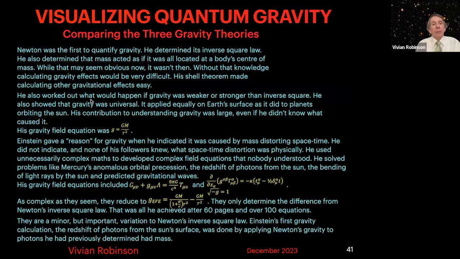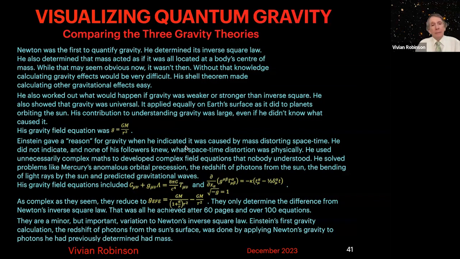He also worked out what would happen if gravity was weaker or stronger than inverse square. He also showed that gravity was universal. It applied to gravity on Earth's surface as it did to planets orbiting the sun. His contribution to understanding gravity was large, even if he didn't know what caused it. Of course, his gravity field equation is just Gm over r squared.